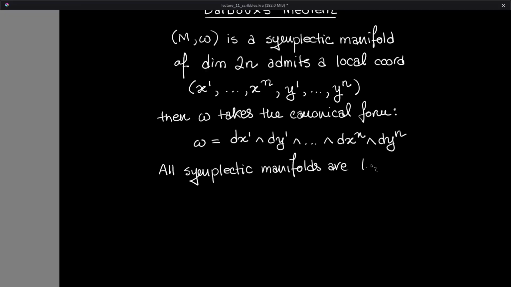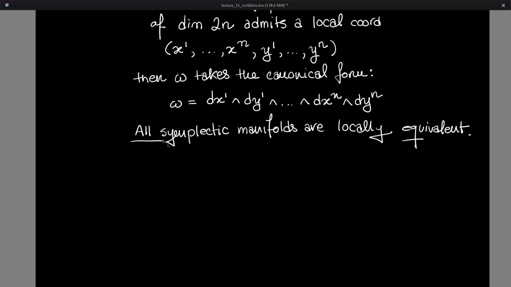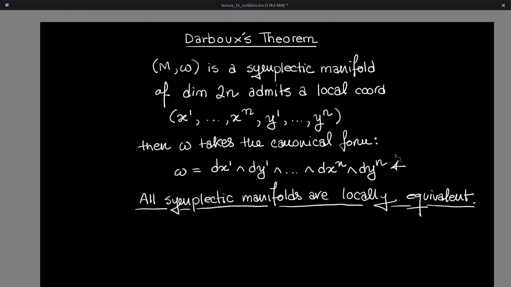And this is always possible, and because of this, all symplectic manifolds are locally equivalent. This is pretty important. All symplectic manifolds are locally equivalent. Their only differences are in their global topological structure. Because the symplectic form takes the same form in every local coordinate, that's why this is true. That's why symplectic manifolds are all locally equivalent.